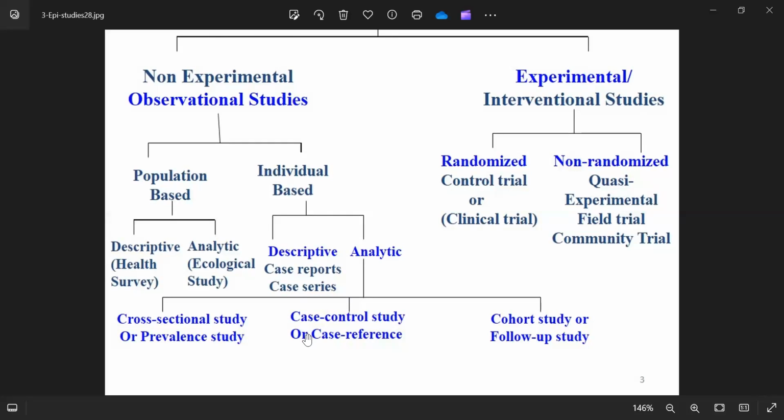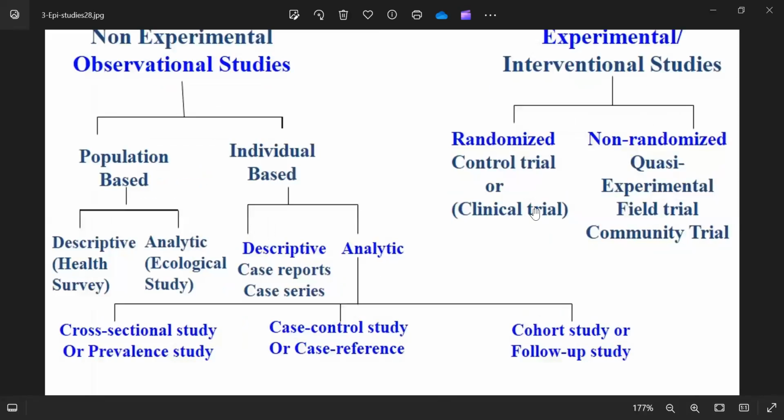From there, you can reliably say that there is a relationship existing between this risk factor and development of this condition. The next is, I believe, we've been able to look at the analytical designs under individual base, and we are through with observational study designs.